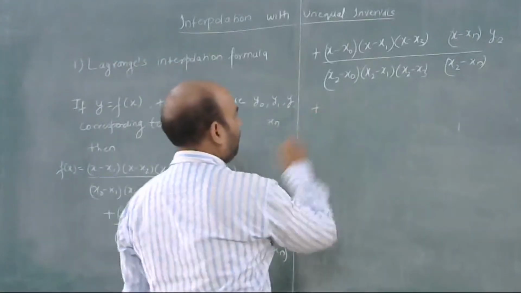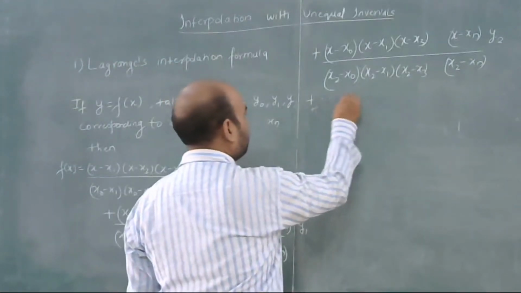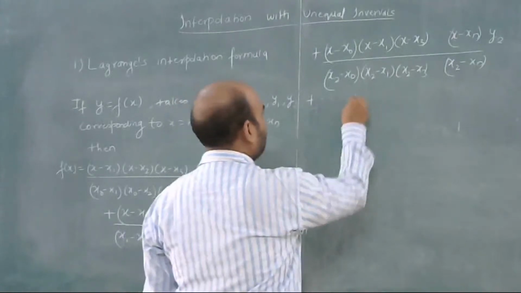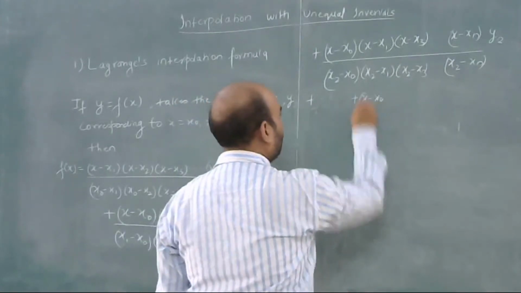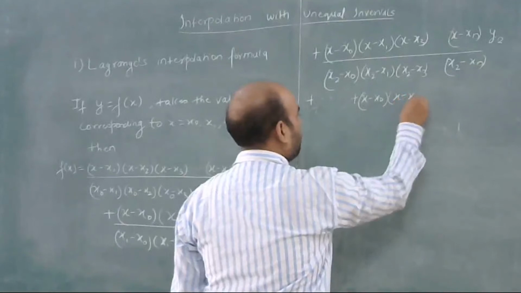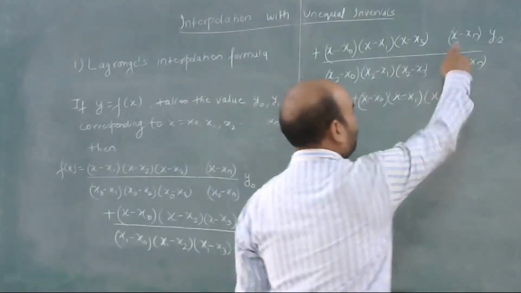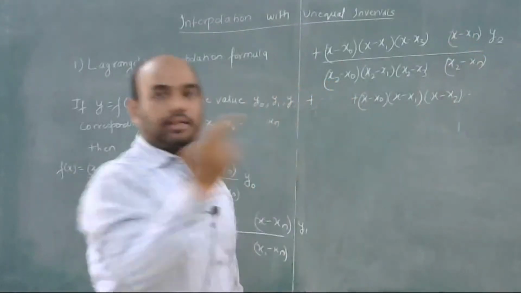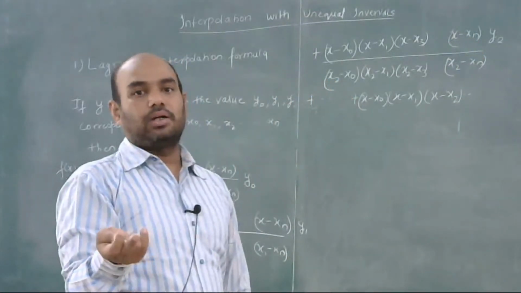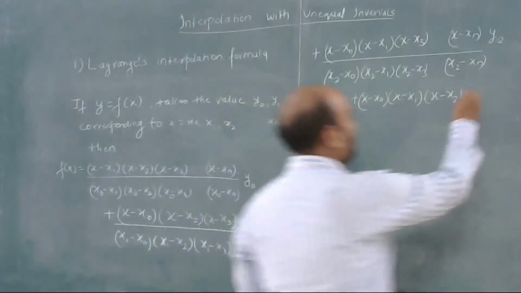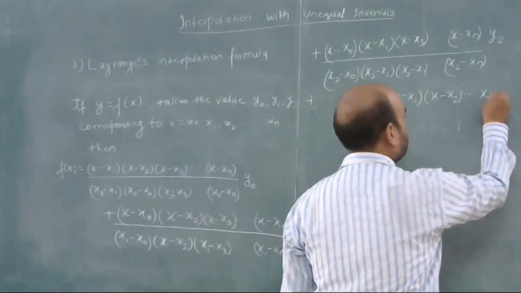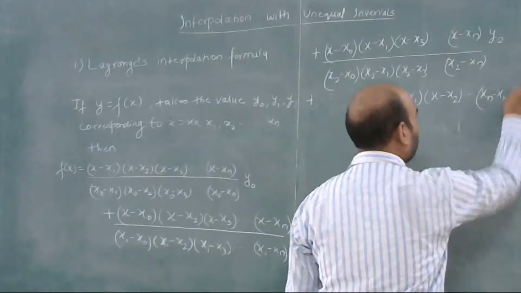Plus, and so on up to the nth term. This will be equal to (x minus x0)(x minus x1)(x minus x2) and so on. We have to skip xn minus xn, as it will become 0.